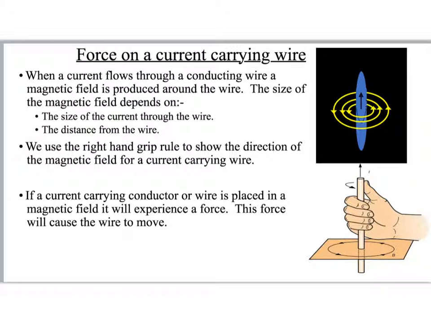The size of the magnetic field depends on two things: the size of the current through the wire, so the more current, the greater the magnetic field, and also the distance you move away from the wire. Just like with a real magnet, the further the distance from the magnet, or in this case the wire, the less the magnetic field strength. If a current carrying conductor or wire is placed in a magnetic field, it will experience a force, and this force will cause the wire or conductor to move.